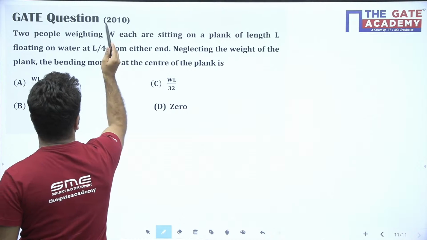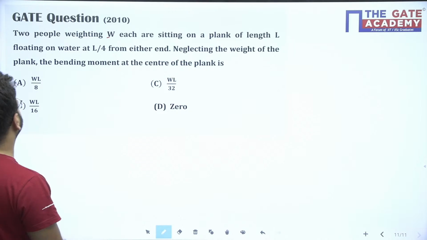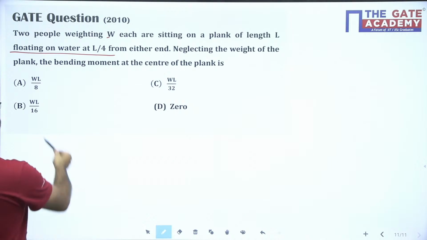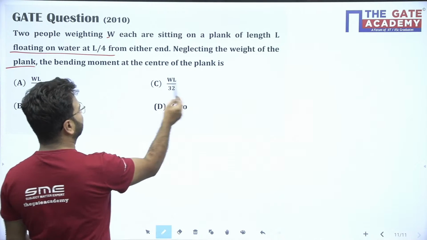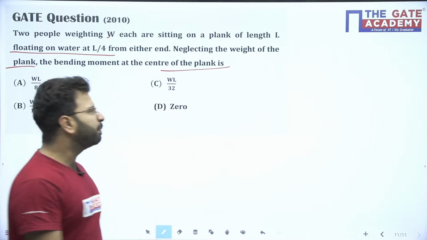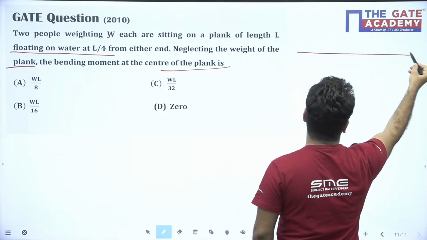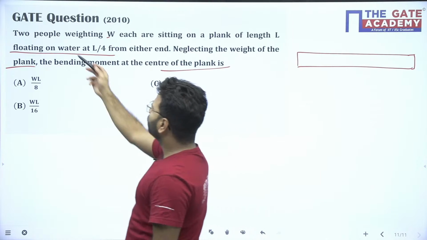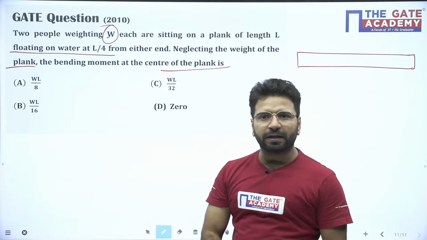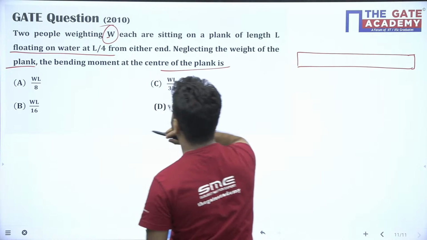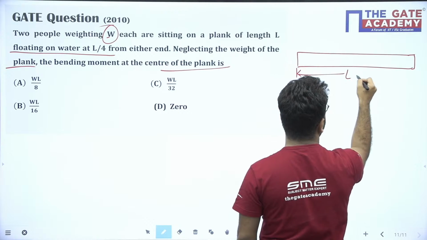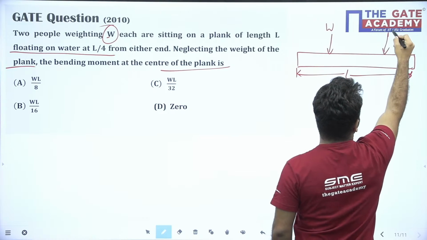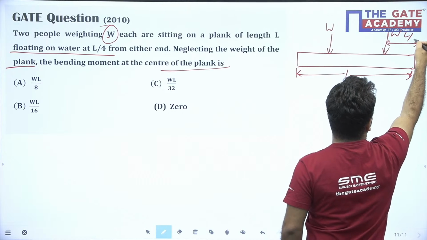Two pupils weighing W each are sitting on a plank of length L floating on water, at L by 4 from either end. Neglecting the self weight of the plank, the bending moment at the center of the plank is? So what is happening? There's a wooden plank, and on it two pupils of weight W are sitting at L by 4 distance from either end. Total length is L.